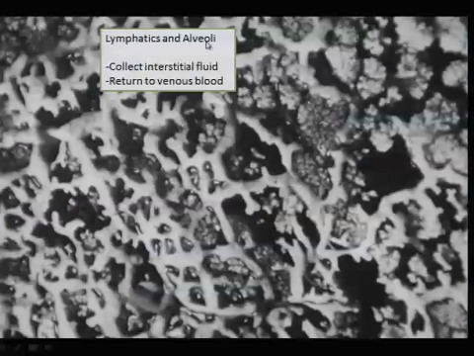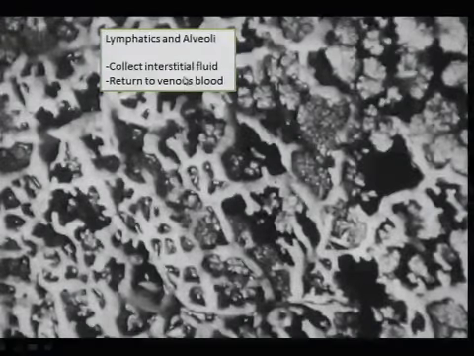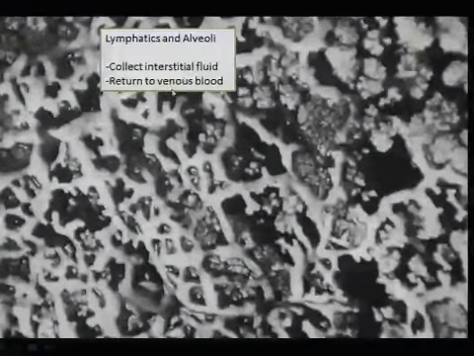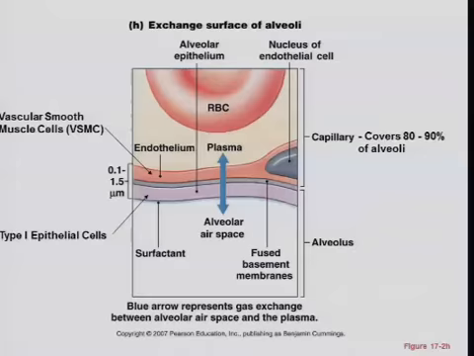And as we see here, the lymphatics, once again, they follow quite excessively the vasculature. So if you can see just the lymphatics, you can see how they also cover the same area. And they're very important for what I mentioned before, collecting interstitial fluid and returning it to the venous circulation. So they help maintain a fluid homeostasis within the lung.